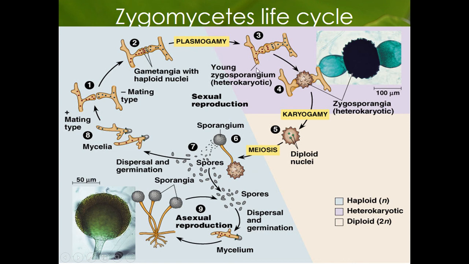After they undergo plasmogamy, they will form a zygosporangia, and then this zygosporangia will undergo karyogamy, the fusion of the nuclei, and then the nucleus will undergo the meiosis process, and then they will form sporangium again.